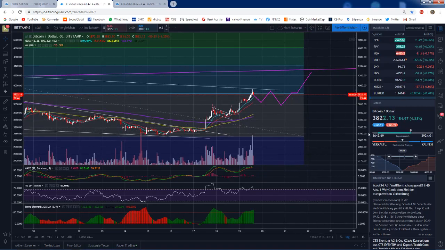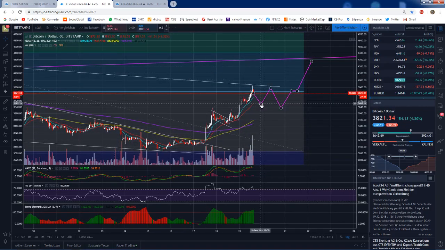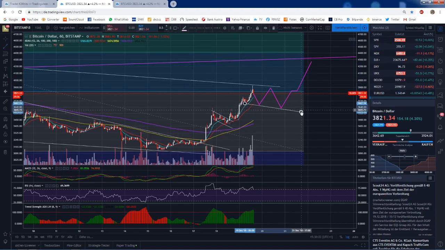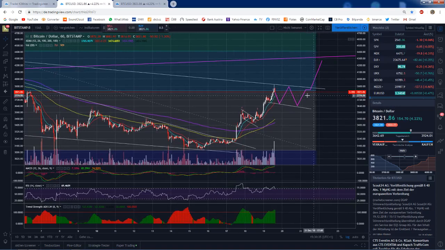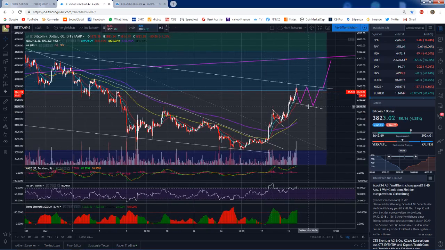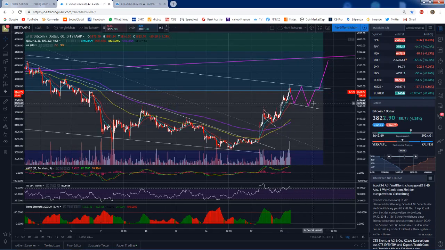So it might look like this. It will create a little bull flag. Maybe it's going to be a little bit higher, and it would also align with this downward trend line, and then we would create a bull flag with this trend line, find support, and retrace down here again. We could also just retrace until here.